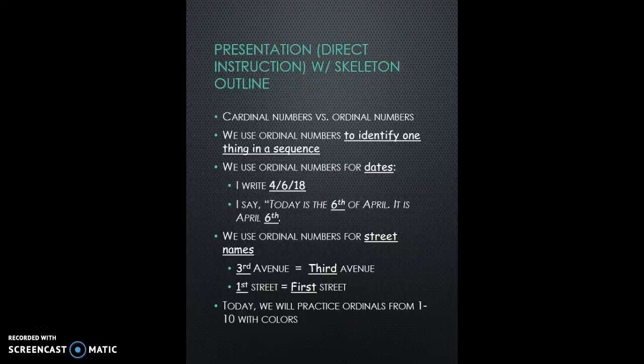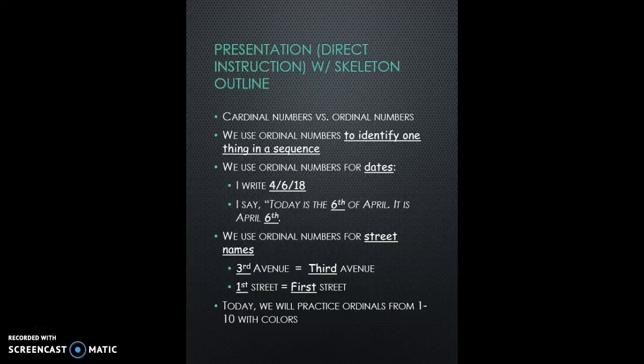So I had to first tell them what is the difference between an ordinal number and a cardinal number. That's very academic language, but at level 2, they need to be developing that academic language. We use ordinal numbers to identify one thing in a sequence. We use them for dates. We use them for street names. And so there were examples of those. But for this lesson, we were only going to practice the ordinals from 1 to 10 using colors.